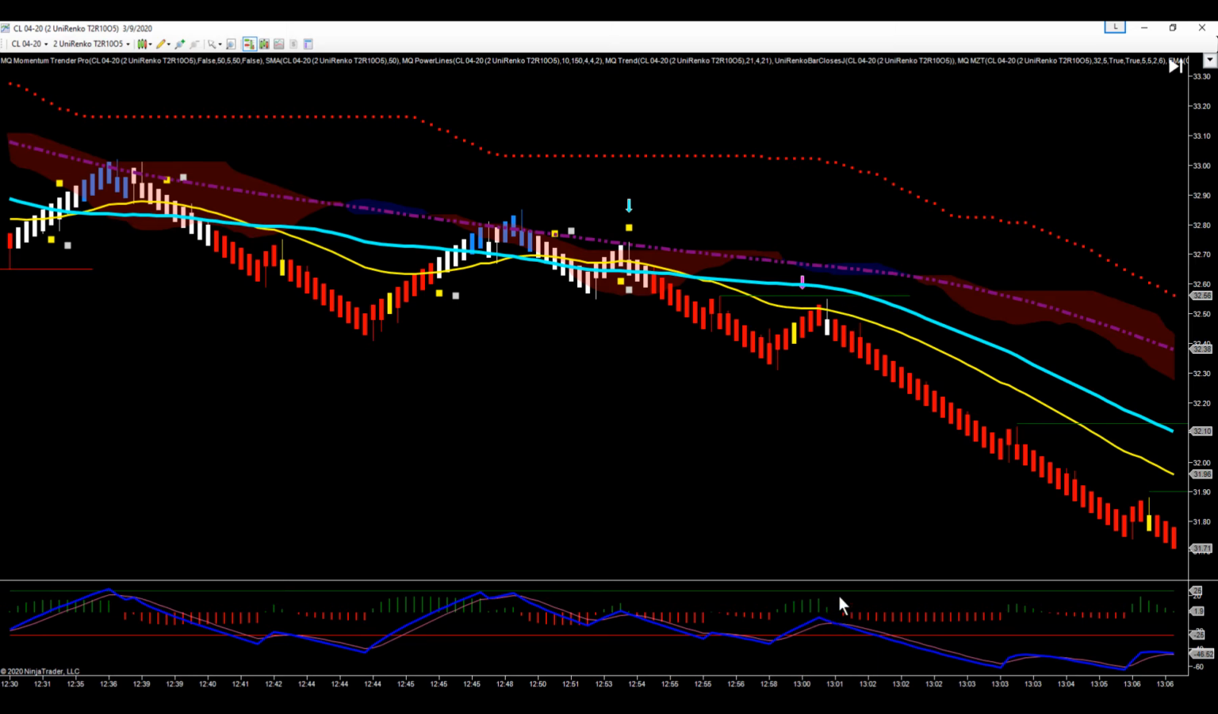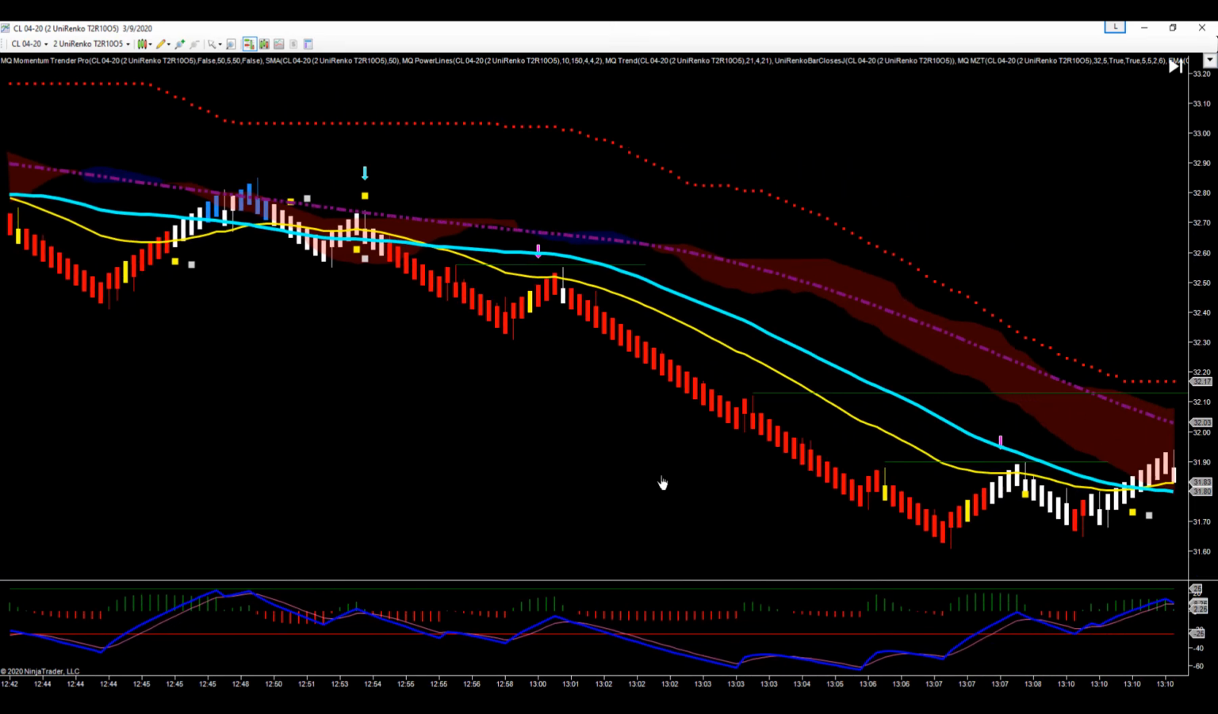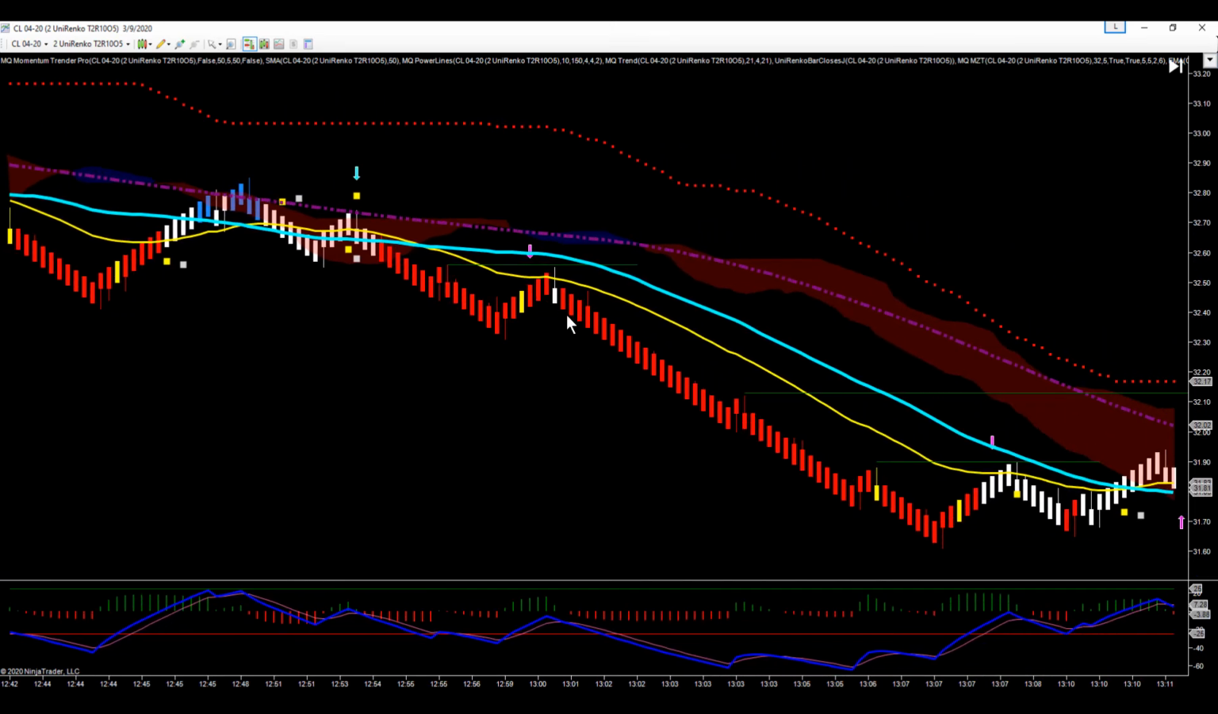Another decent momentum reset. This was a fast line. This magenta arrow right here is indicating that the fast line on MQ momentum had come up, made a zero touch. So we had another decent momentum reset, again giving us plenty of room for momentum to accelerate our trade in our direction. And we did get a really nice push to the downside.